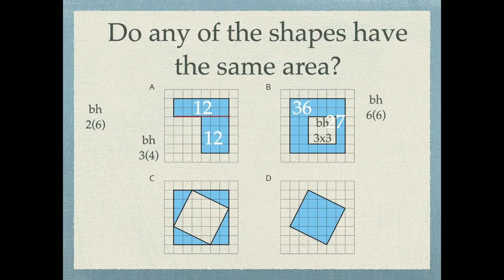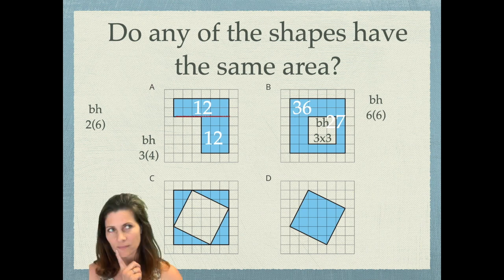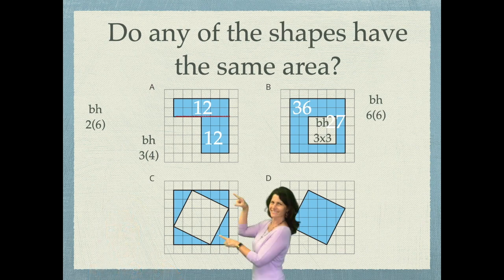So far, none of them are the same. Okay, so now we're going to get into C. Now C, I can't do base times height. Well, okay, so how am I going to do C? Oh, do you see 4 triangles? It just dawned on me that there's 4 triangles. C is not a square, it's 4 triangles.